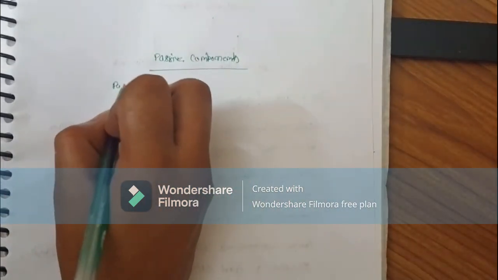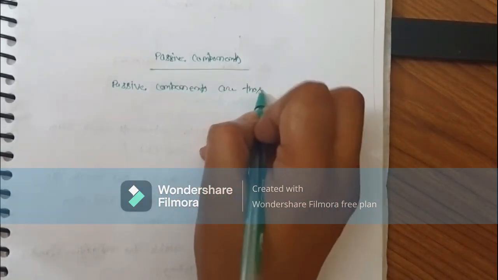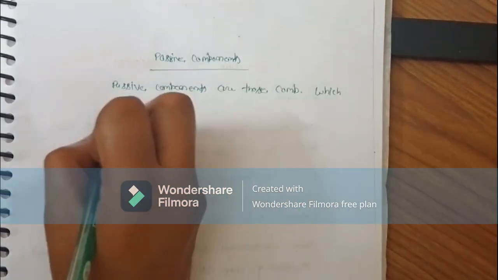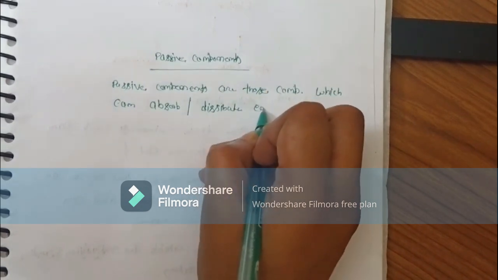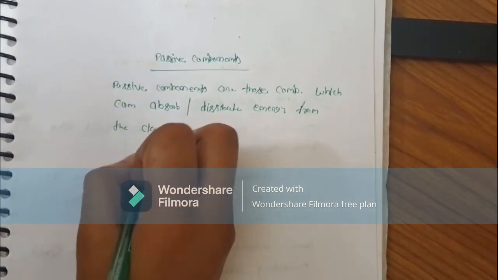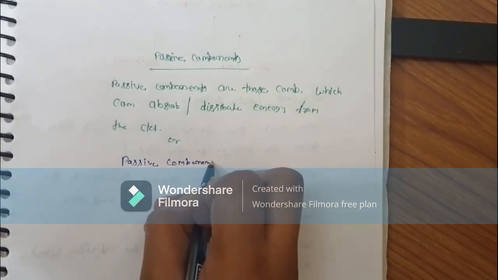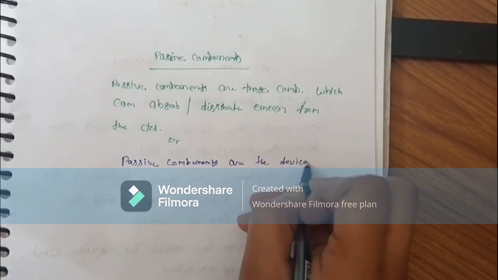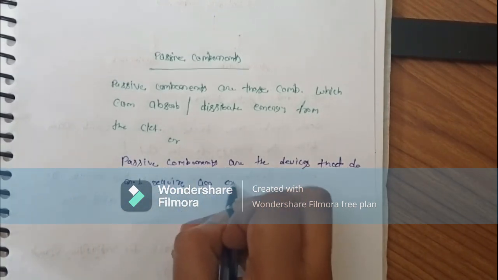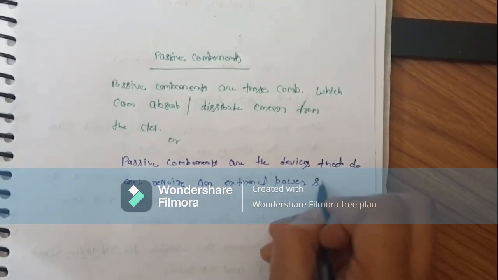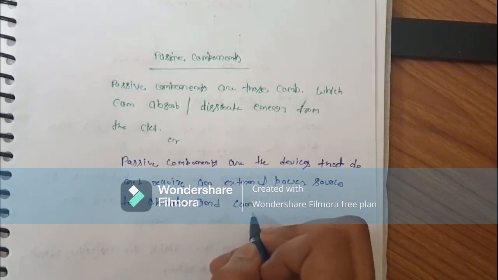Definition of the passive components. Passive components are those components which can absorb or dissipate energy from the circuit, or passive components are the devices that do not require an external power source to operate and cannot amplify signals.